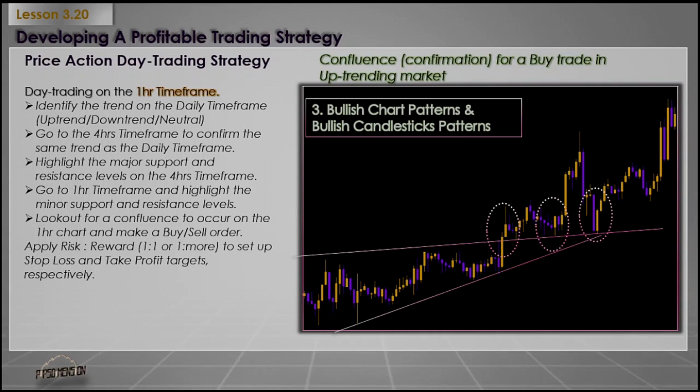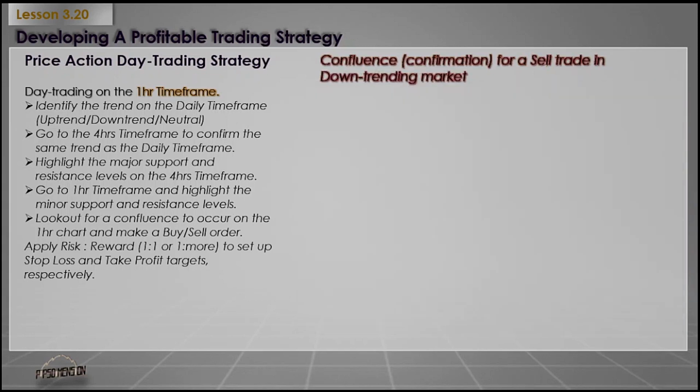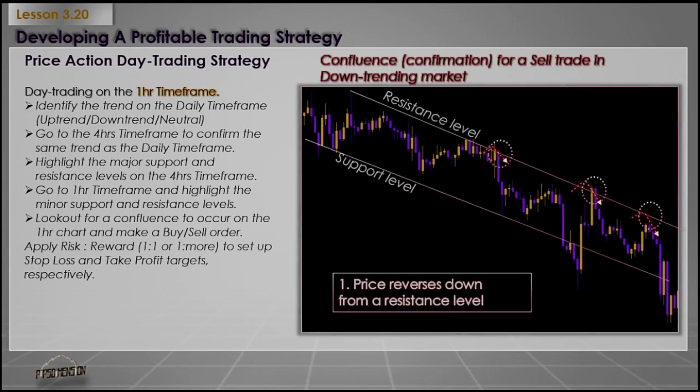You can then go ahead to make your buy trade when you get this confluence, applying a risk to reward ratio of 1:1 or 1:more to set out your stop loss and take profit targets respectively. On the contrary, in a downtrending market, you can look out for these technical factors as a confluence to make a short order. 1. When the current price is reversing back down after hitting a resistance level.